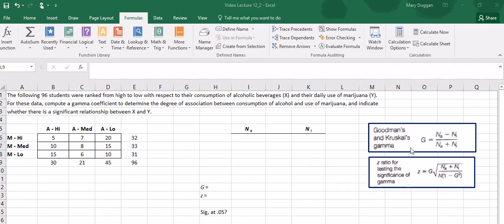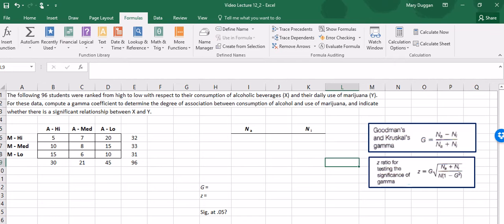Here is the formula for gamma, and it has two terms, N sub A and N sub I. N sub A stands for number of agreements, and N sub I stands for number of inversions. The first step in calculating gamma is to arrange a cross-tabulation like I've done right here. On the cross-tabulation, each variable needs to range from high to low. So across the top, we have alcohol rank from high to low. And up and down the side, we have marijuana use from high to low.